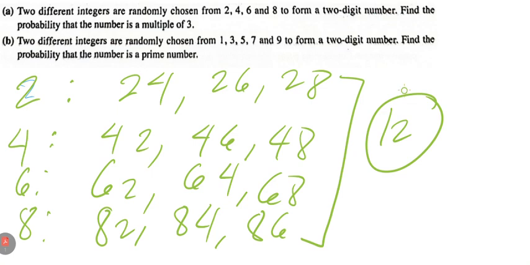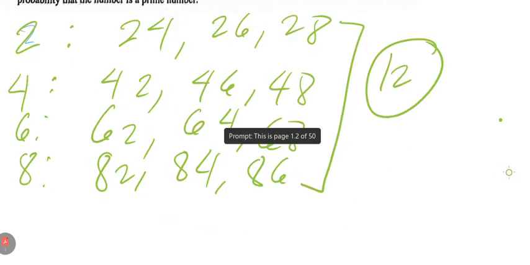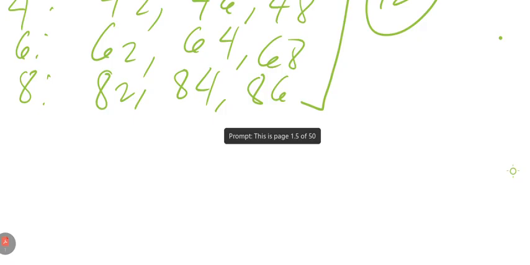Counting all the numbers, there are 12 of them. Now, since we listed the different possibilities of the pairs, let's identify the favorable outcomes by multiples of 3. First, for the multiples of 3.